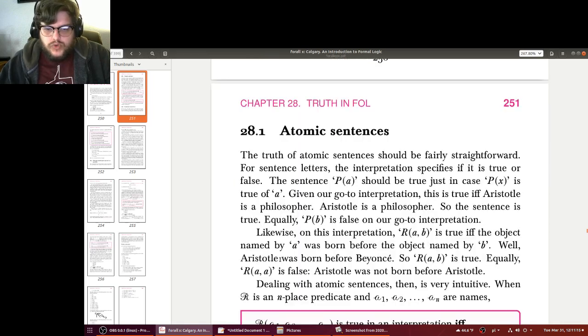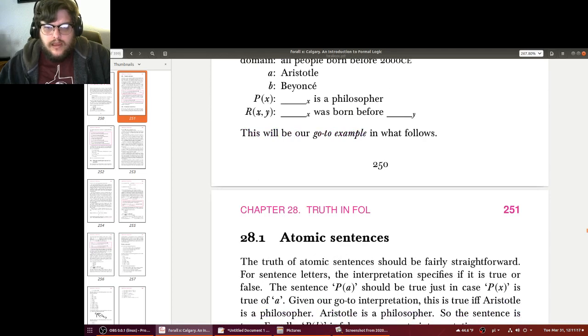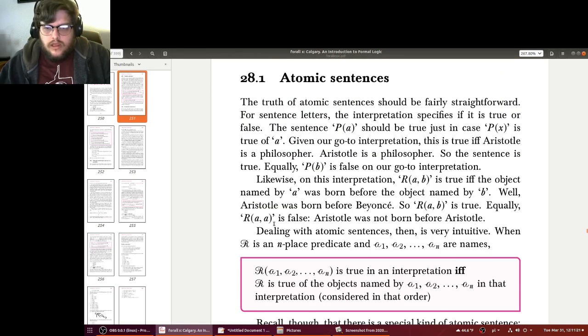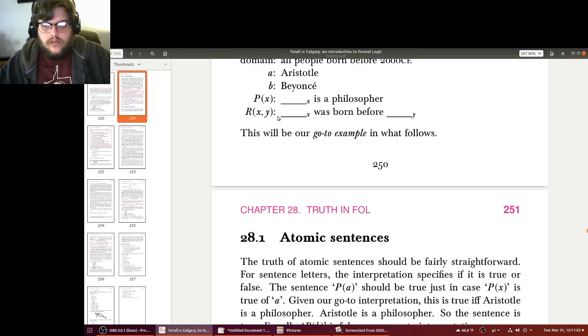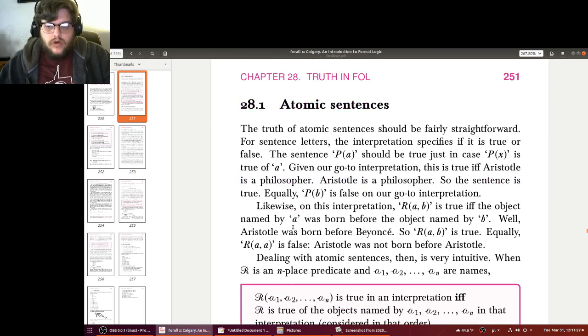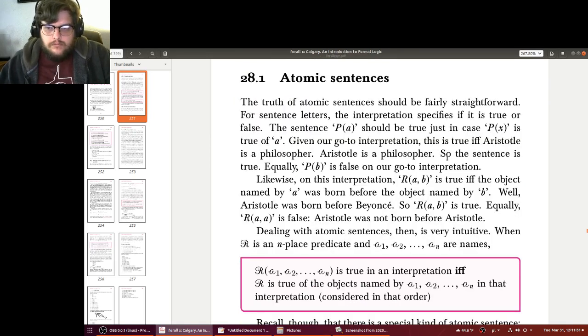RAB is true. Is that the case? Aristotle was born before Beyonce? Yes. And RBA is false, and RAA is false. You could not say that Aristotle was born before Aristotle. It just makes sense, okay? So, that's how we handle atomic sentences. They're basically based on the interpretation, nothing else.